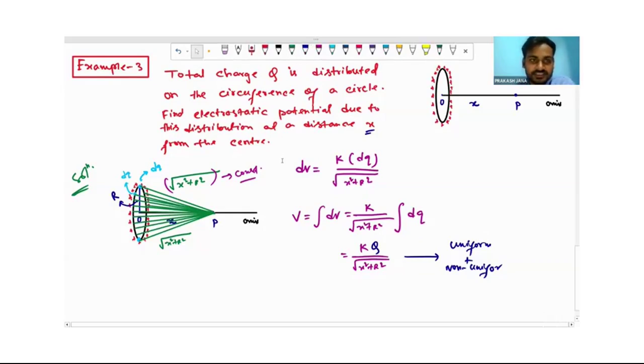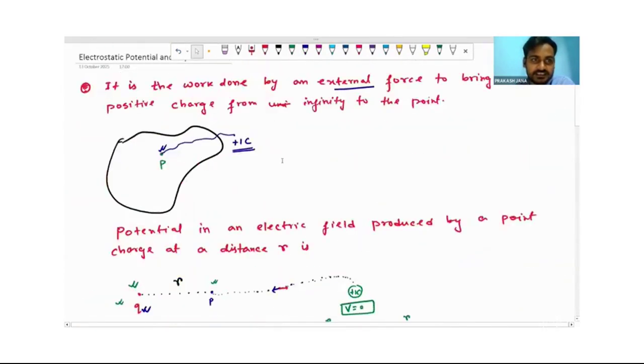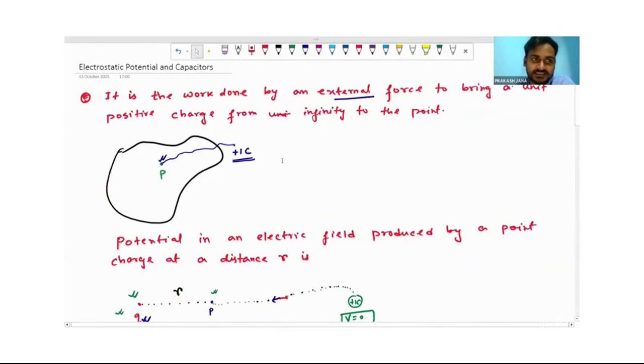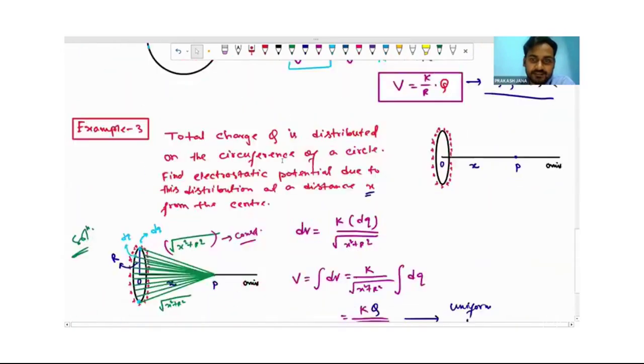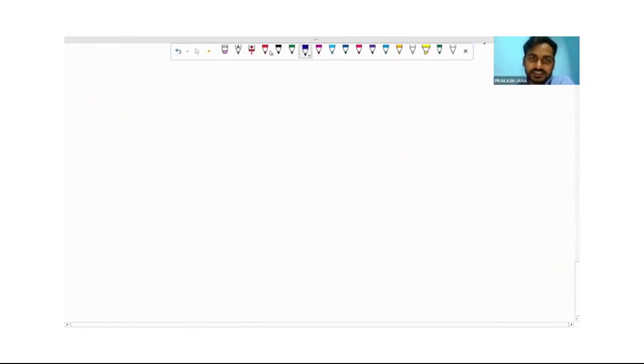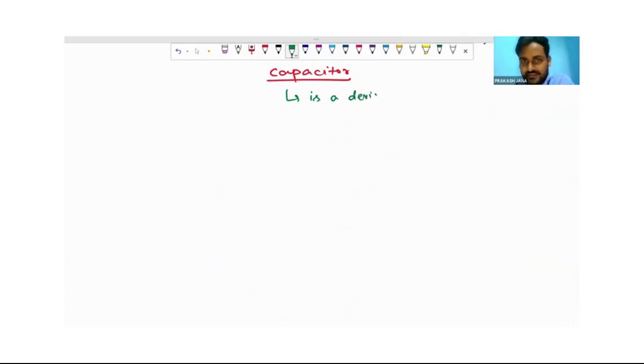Now we will discuss a little about capacitors, electrostatic potentials and capacitors. See, capacitor is a device. Capacitor, what is this? Capacitor is a device which is used to store charge.